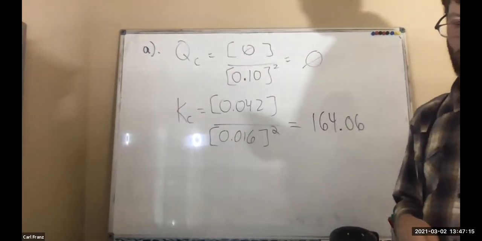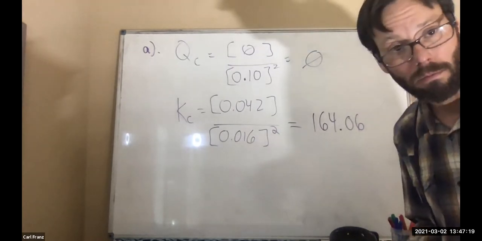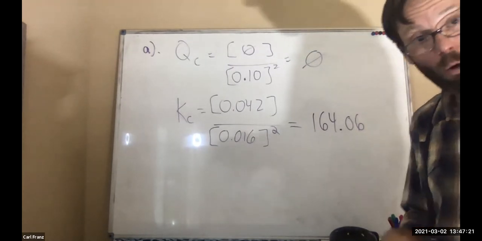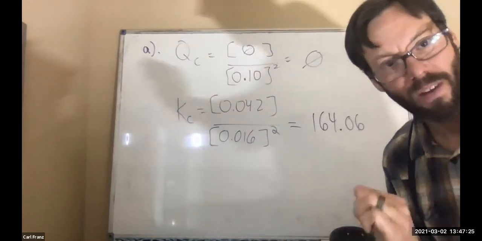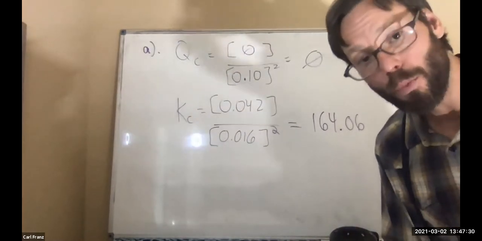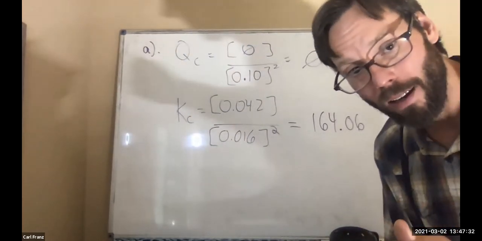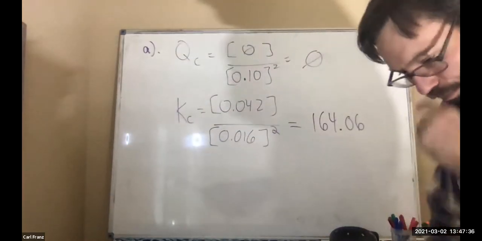$164.06. Okay. That's high, right? That would be a large K. And we'll get into what that means when the value of K is high versus if the value of K is low. Spoiler alert, if the value of K is high, then it's going to highly favor the products. Okay.